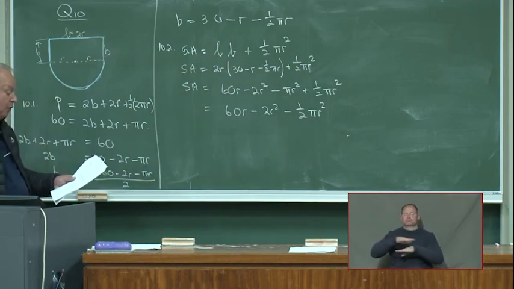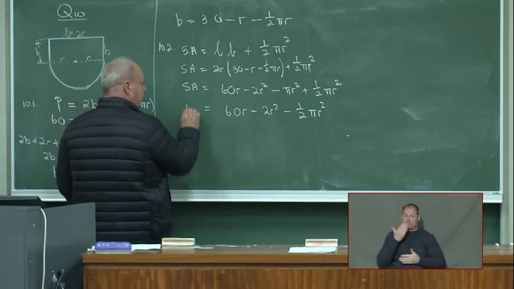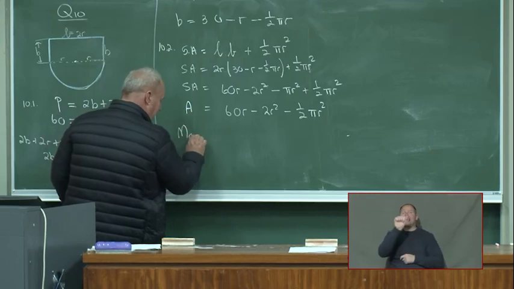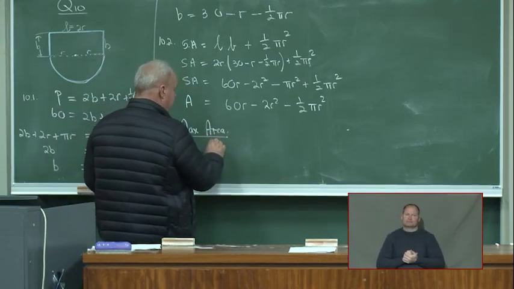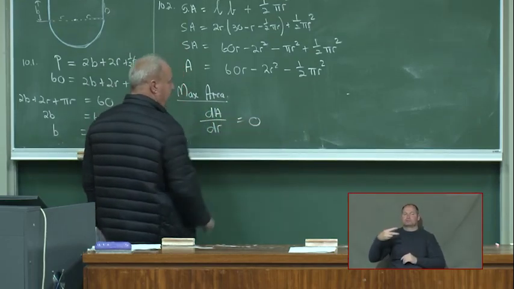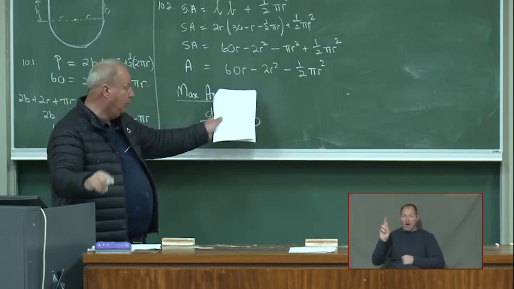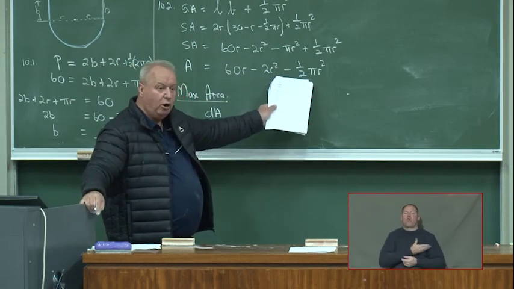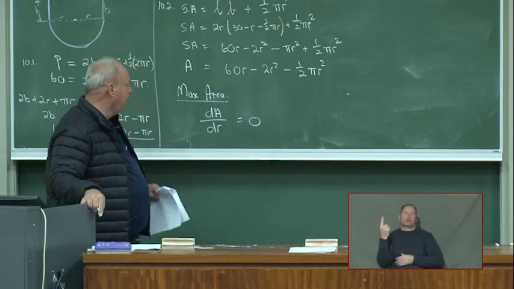Now in order for us to find the maximum surface area, we're going to differentiate. We're going to call the surface area A. And we're going to say the maximum area is given by the formula dA over dr equal to 0. We are differentiating in terms of r. R is the only variable. 60 is a number. 2 is a number. Half and pi both represent numbers. There's only one variable. So now we can differentiate.